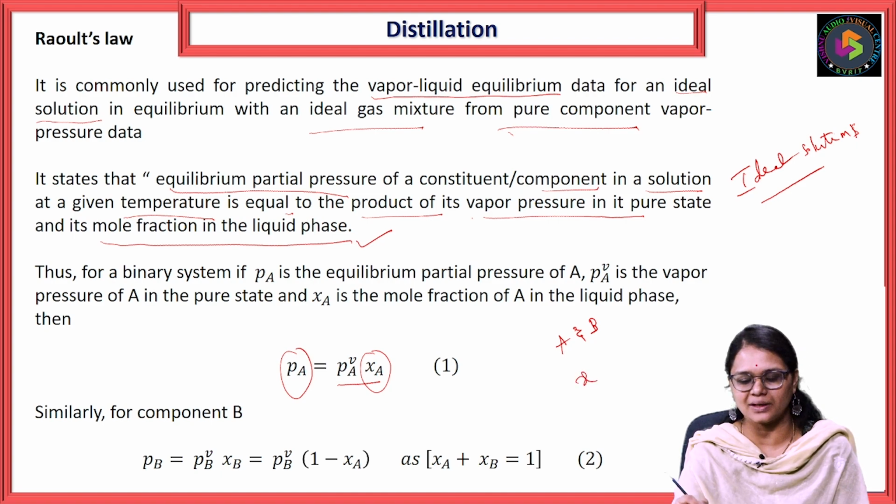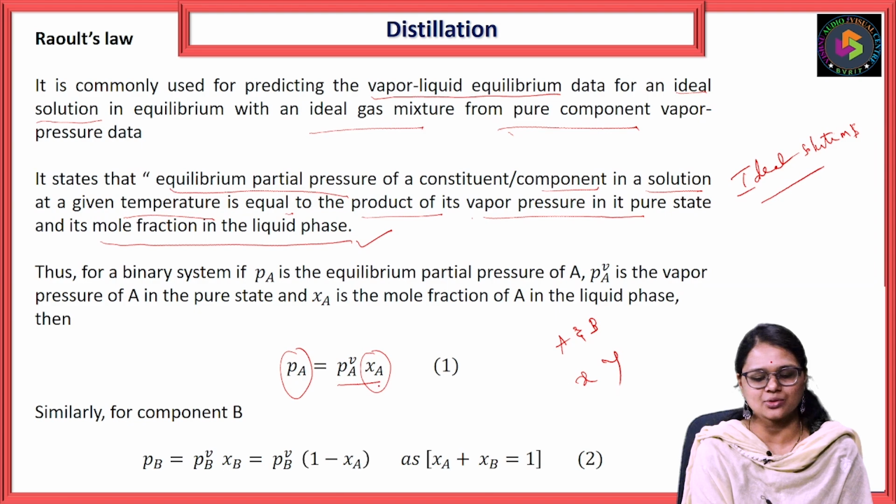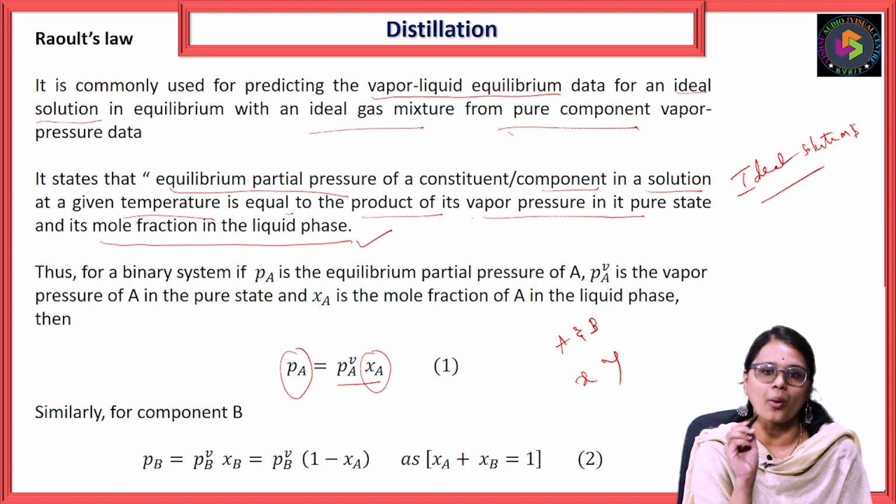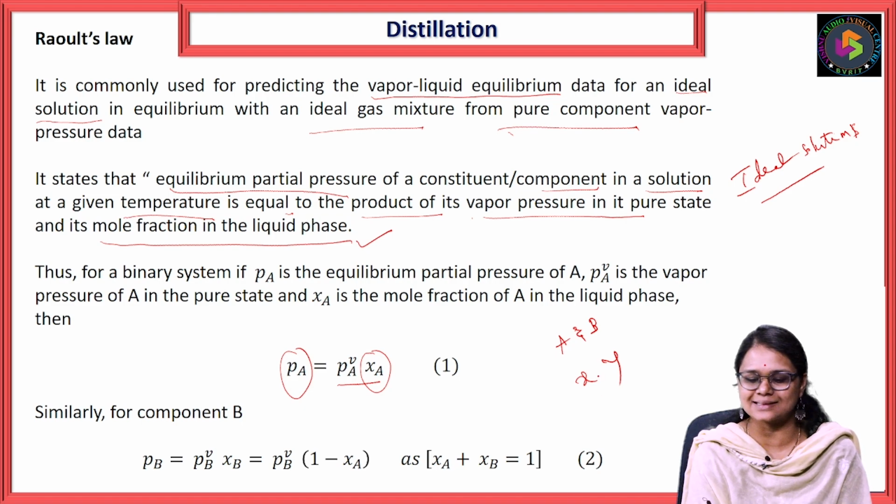That's why in distillation this notation is very important. X is for the liquid phase, Y is for the vapor phase. XA is the mole fraction of the solute or component which you want to separate out, in the liquid phase. So that is denoted by X. X and Y are the mole fractions.